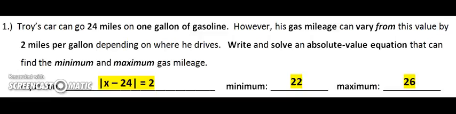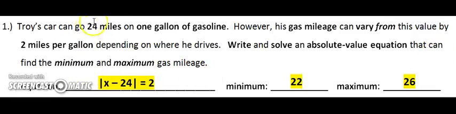Hi guys, so once again we're going to go over our homework from last night, which was writing and solving absolute value word problems. First one says Troy's car can go 24 miles on 1 gallon of gas. However, his gas mileage can vary from this value by 2 miles per gallon depending on where he drives. Write and solve an absolute value equation that can find the minimum and maximum gas mileage.